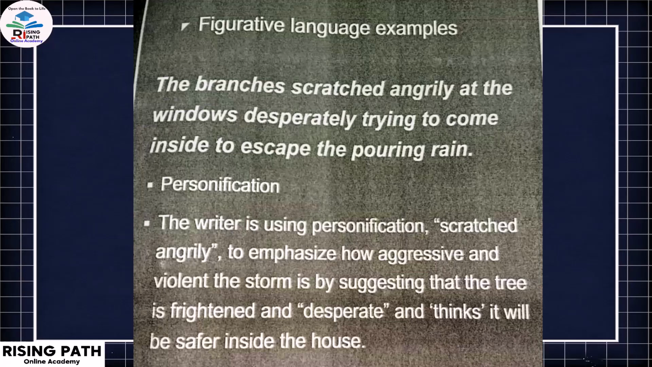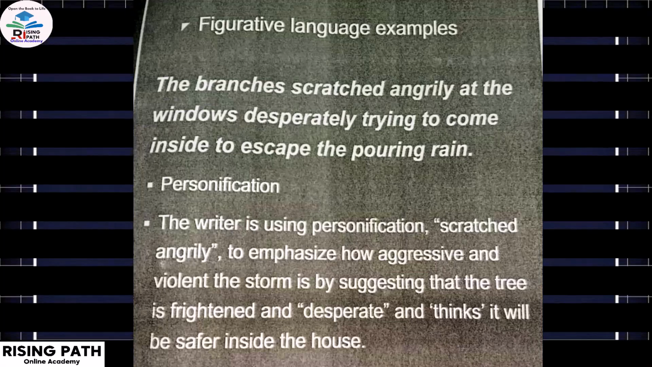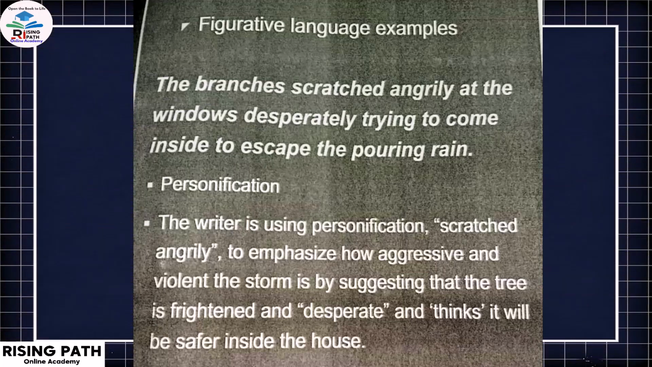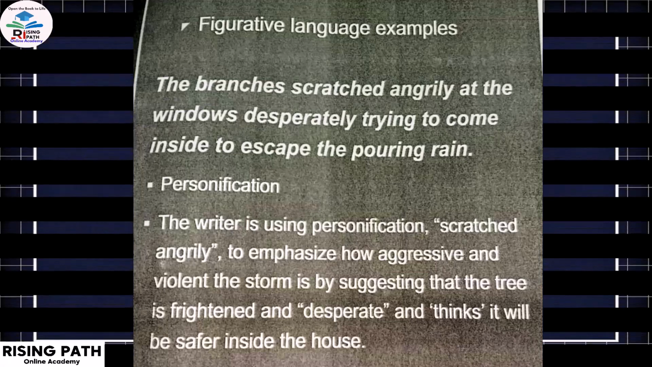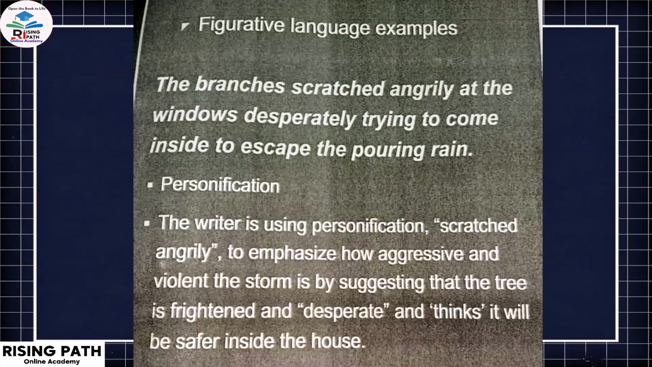So one possible answer is, as you can see, figurative language: personification. You all know what personification is, that is giving human traits to non-living objects. So one possible answer is the writer is using scratched angrily to emphasize how aggressive and violent the storm is, by suggesting that the tree is frightened and desperate and thinks it will be safer inside the room. So in a nutshell, the effect is that the branches scratched angrily means that they were forcefully moving, and it is showing the intensity, how violent the storm is.